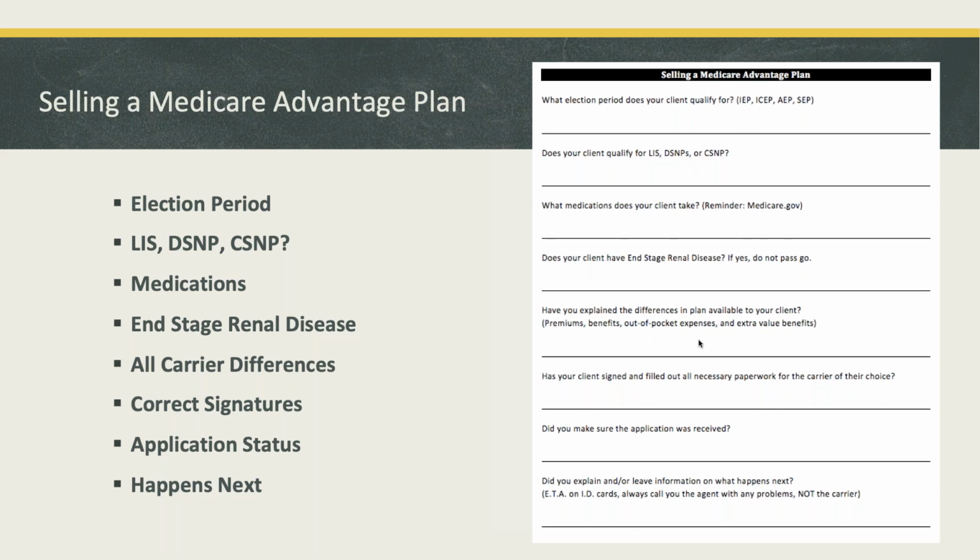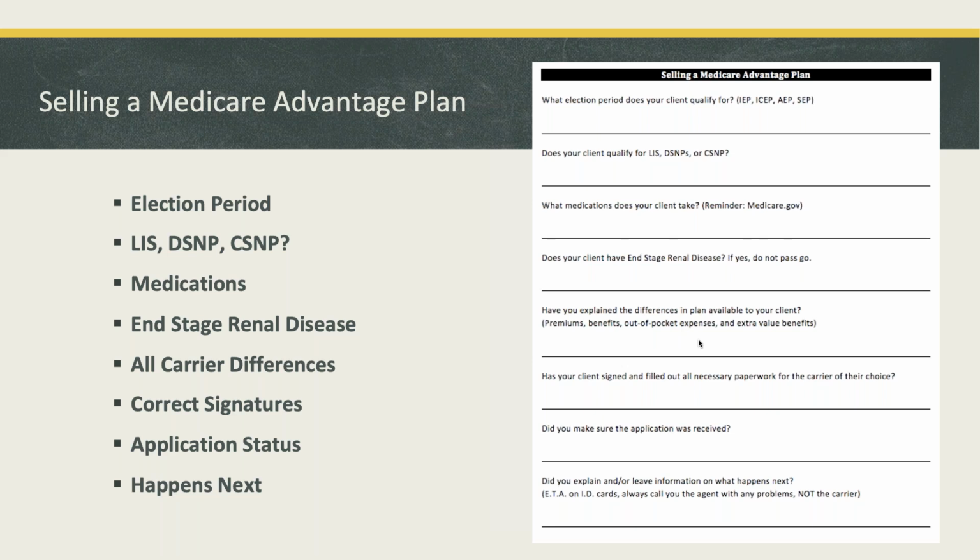So you have your supplies, whether that be paper applications or the e-app, whatever it is, and now you're sitting down and getting ready to sell. You want to make sure that your client has an election period that's valid to submit an application, period. It's not like Medicare supplements where you can take an app year-round. They may have to go through underwriting. Medicare Advantage has election periods that a client has to qualify for in order to submit the application. So IEP, there's a lot of abbreviations here.